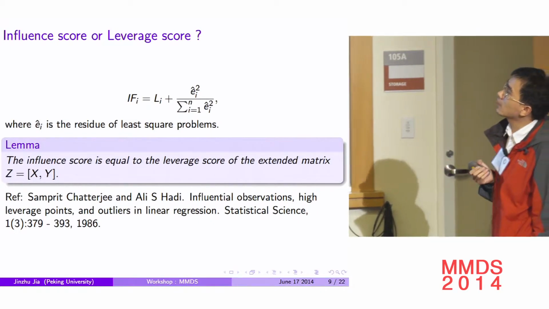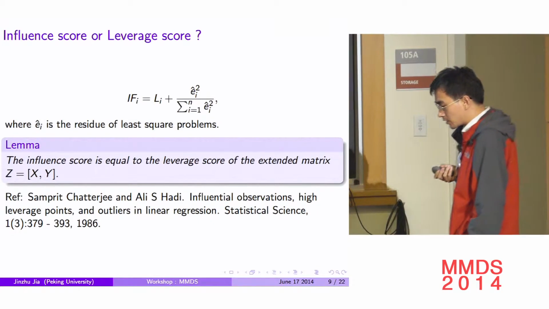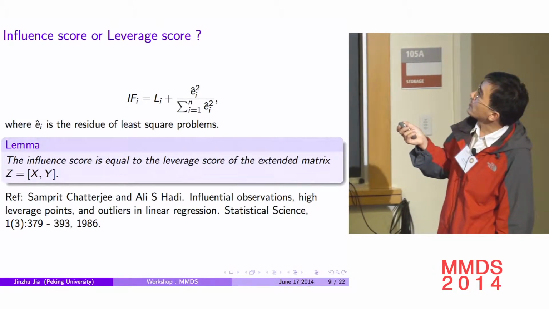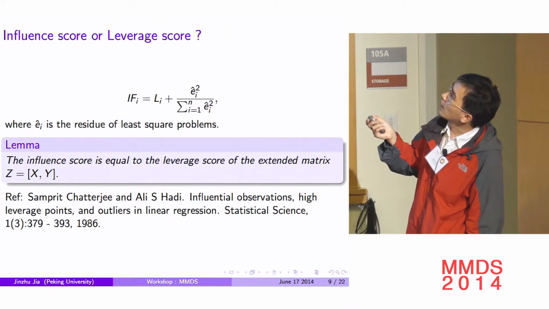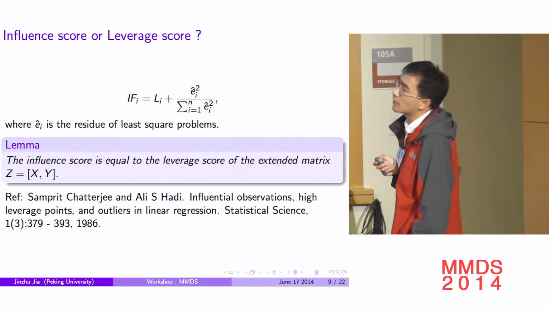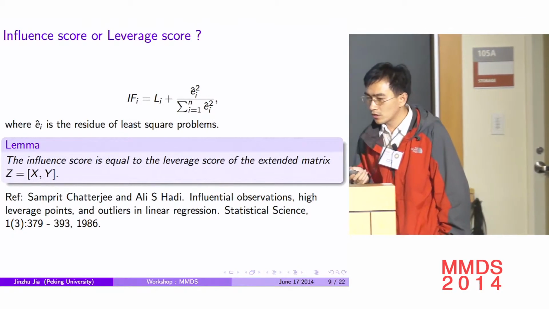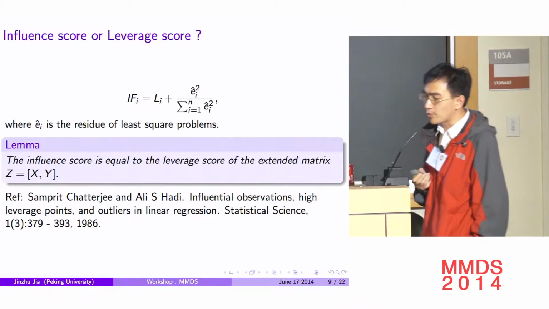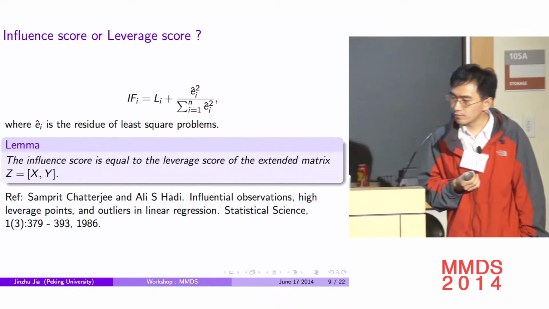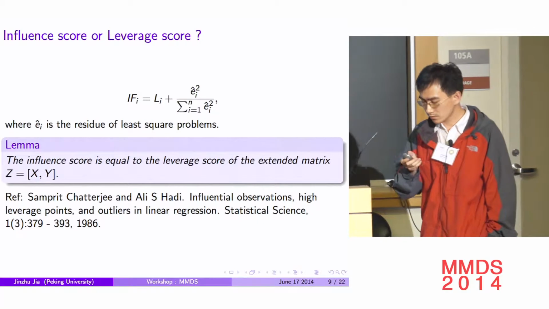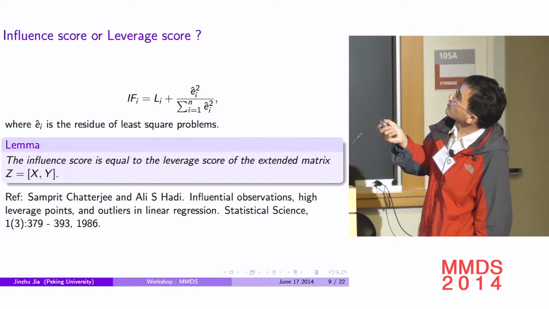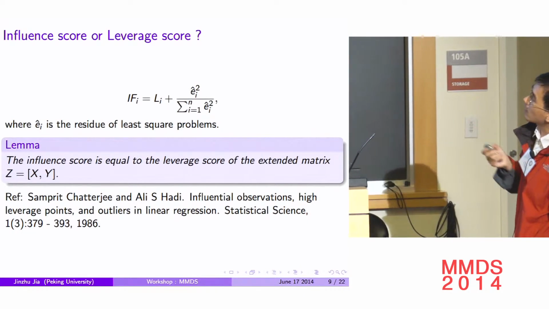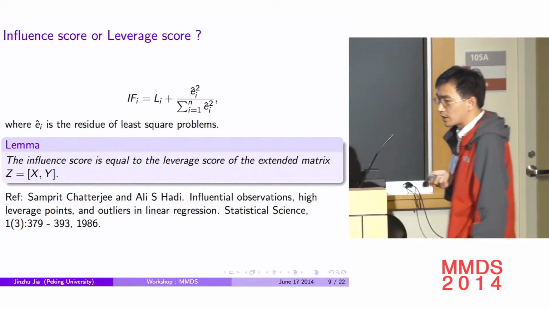So what is the influence score? In fact, there are a lot of definitions of the influence score. One definition is the leverage score plus the normalized residual. So you can see that if the residual is big, that means that the data point might have big influence. So this is one definition of the influence score. In fact, this influence score has a very close relationship to the leverage score.